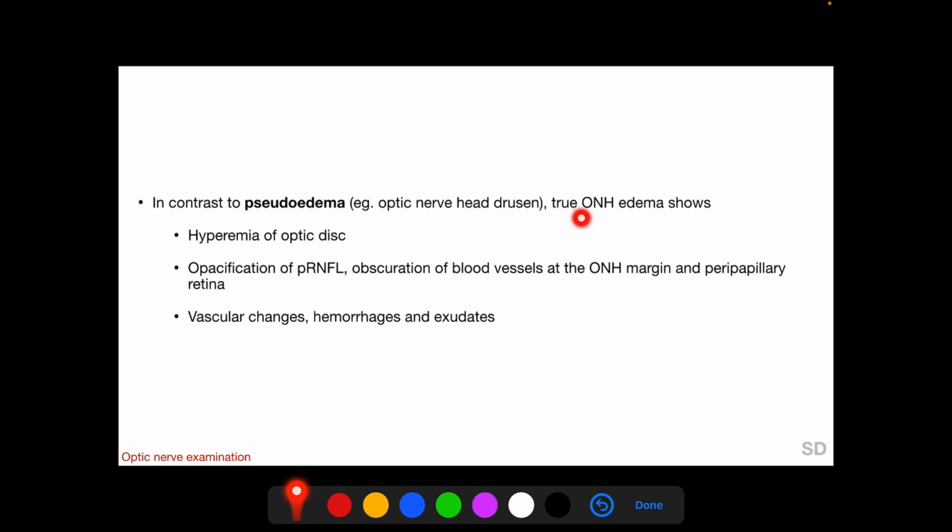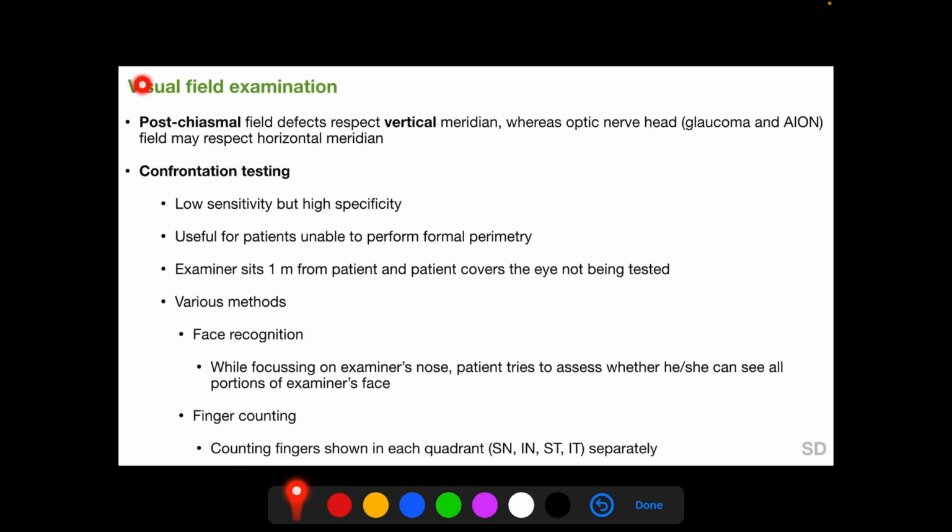So the true ONH edema shows 3 features which are not found in pseudoedema. Number 1, hyperemia of the optic disc. Number 2, opacification of the PRNFL with obscuration of the blood vessels at the ONH margin and peripapillary retina, and vascular changes, that is vascular dilatation, hemorrhages and exudates. This is a very important differentiation.